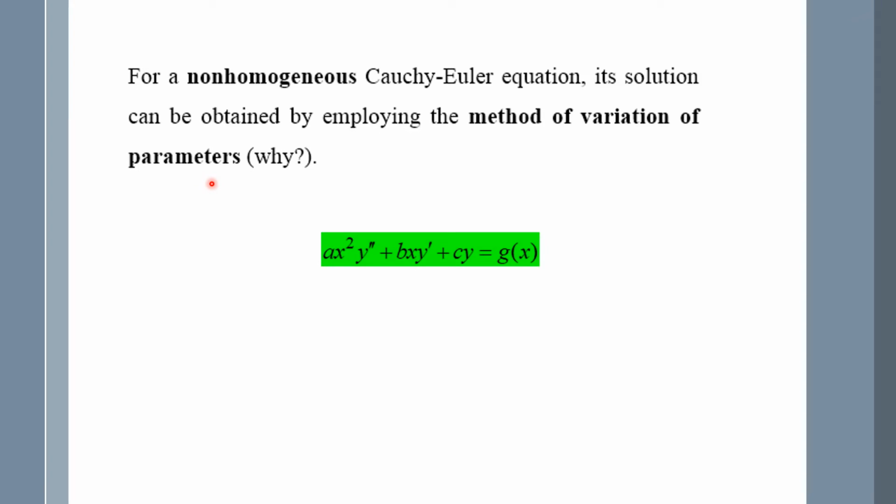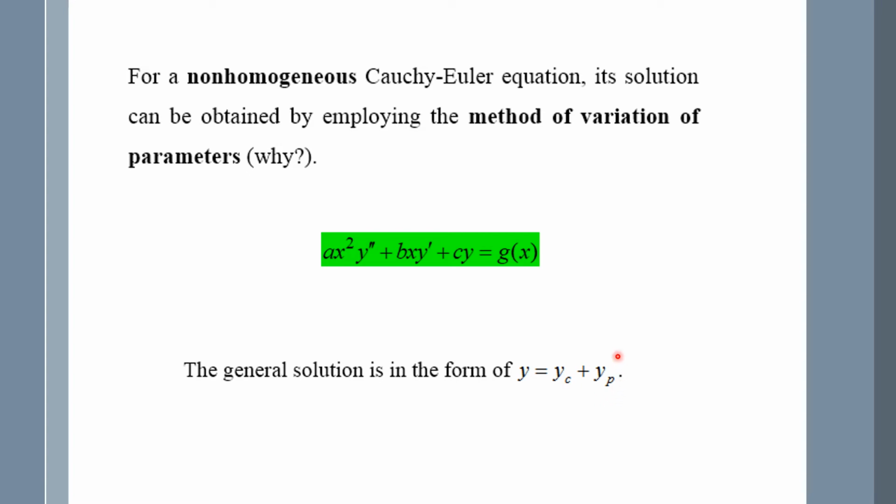Why? Let us look back at the form of the second order Cauchy-Euler equation: ax squared y double prime plus bxy prime plus cy equals g(x). If g(x) is not equal to 0, then this equation is said to be non-homogeneous. And we have learned before that the solution for a linear non-homogeneous differential equation is given in general by y equals yc plus yp.